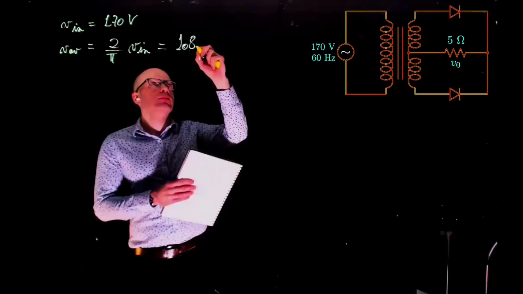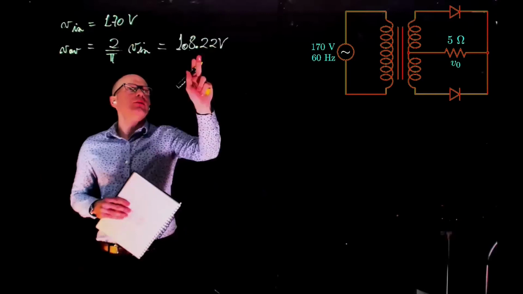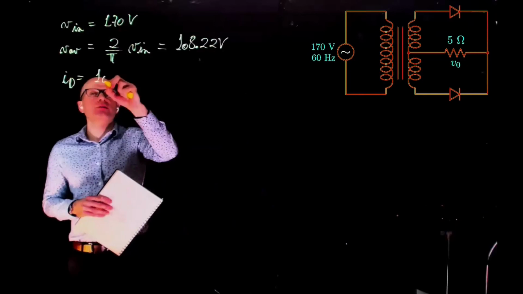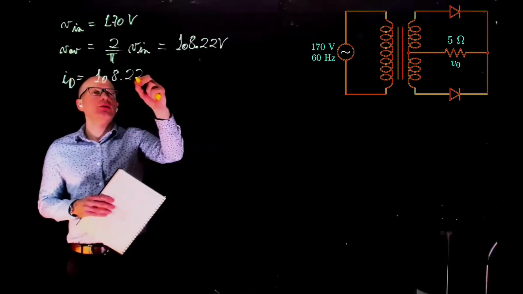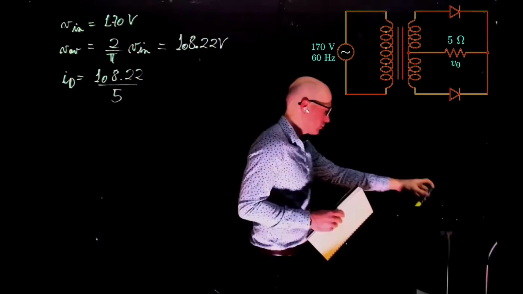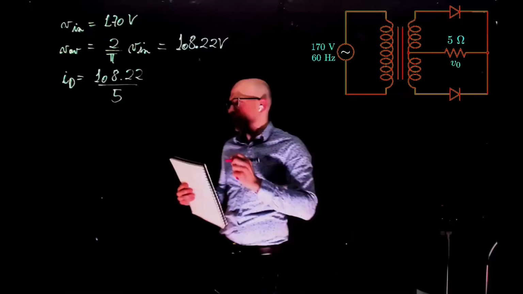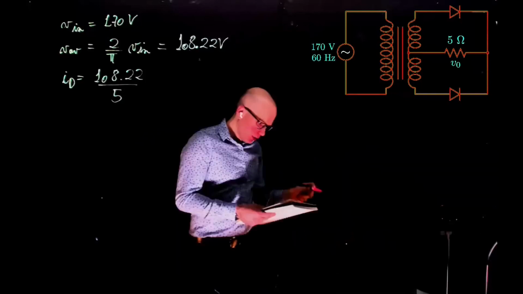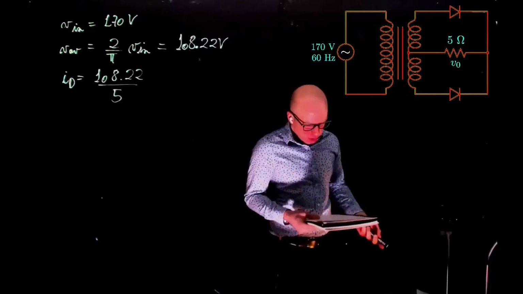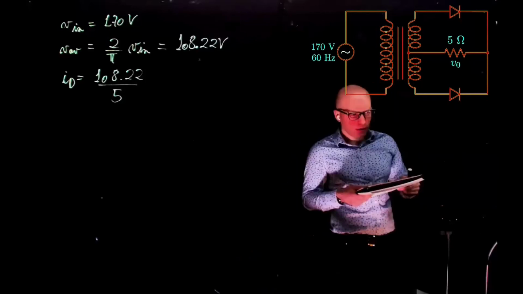What would be the average current through the load? It is the average voltage divided by the impedance, which is 5. I didn't calculate that, but that would be the average current through the load. Nothing really extraordinary here, very simple. You probably wish that these are the sort of questions you get on the midterm. There are no complications here.